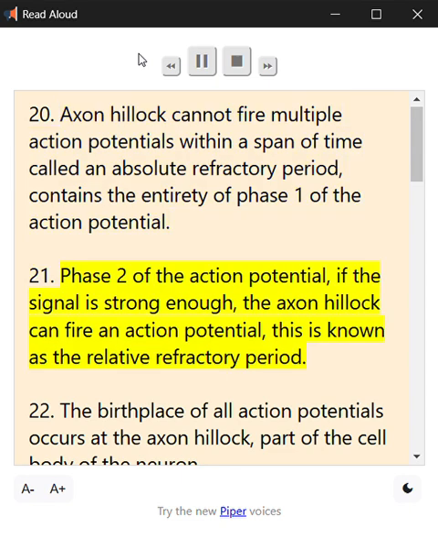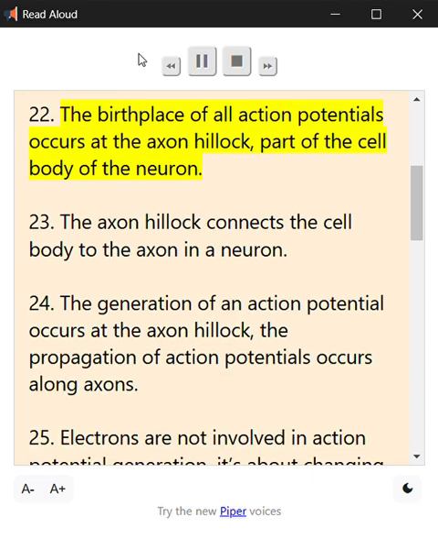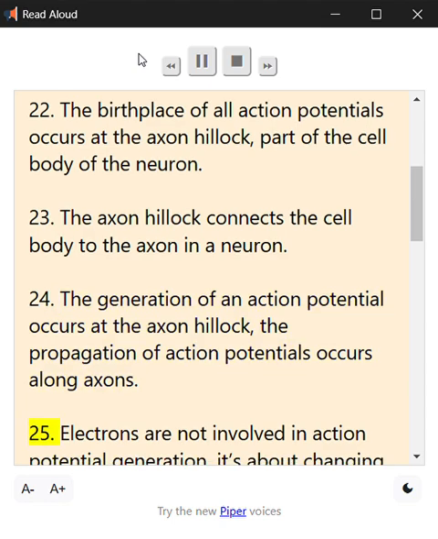21. Phase 2 of the action potential: if the signal is strong enough, the axon hillock can fire an action potential. This is known as the relative refractory period. 22. The birthplace of all action potentials occurs at the axon hillock, part of the cell body of the neuron. 23. The axon hillock connects the cell body to the axon in a neuron. 24. The generation of an action potential occurs at the axon hillock. The propagation of action potentials occurs along axons.